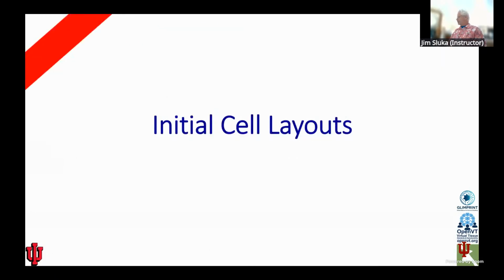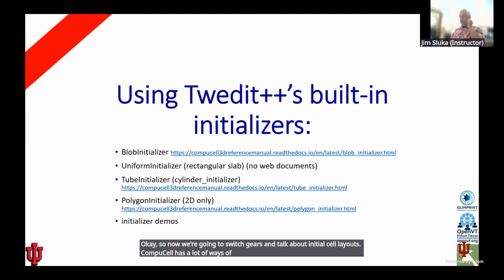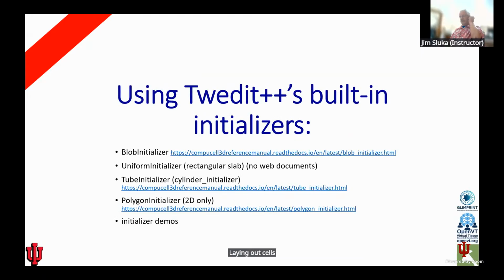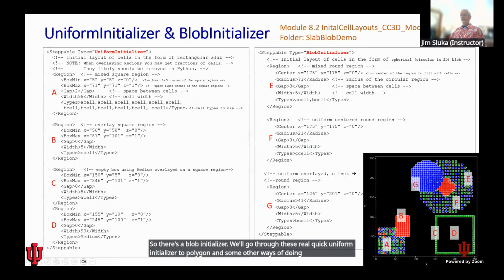Okay, so now we're going to switch gears and talk about initial cell layouts. CompuCell has a lot of ways of laying out cells. One way is Twedit has built-in initializers. You don't actually have to use Twedit to get the initializers. You can look up the code and put the code into your XML or into your Python. But Twedit is handy for building it initially. So there's a BlobInitializer. We'll go through these real quick. UniformInitializer, Tube, Polygon, and some other ways of doing it as well.